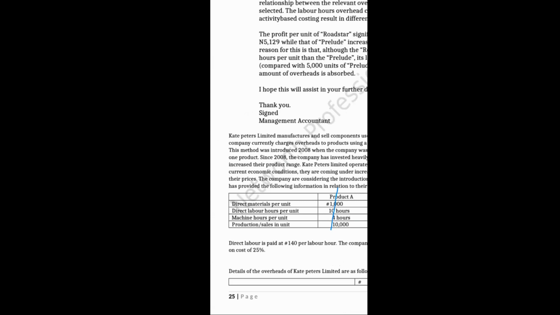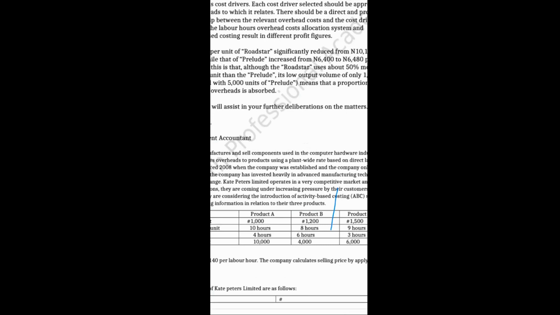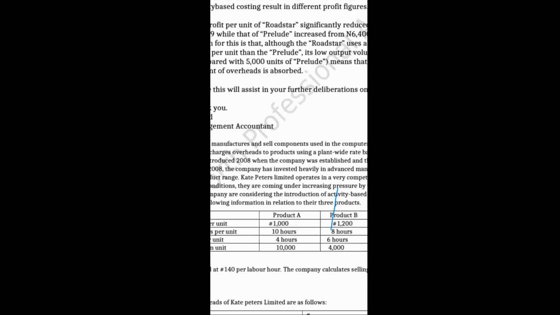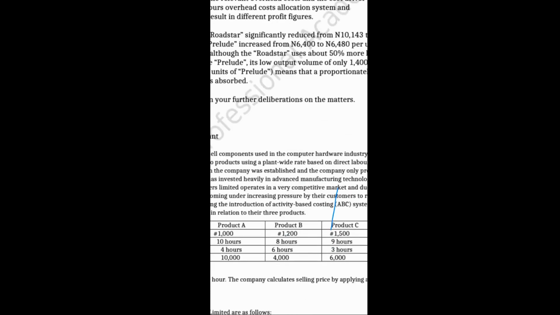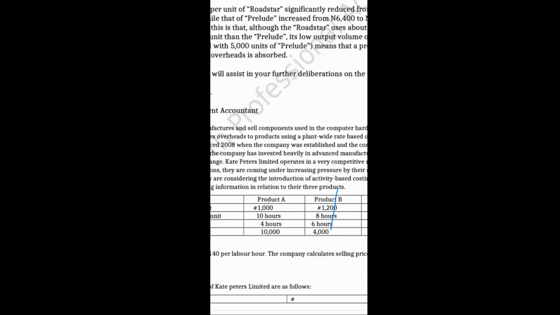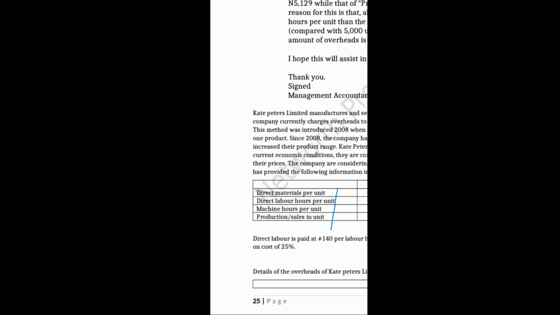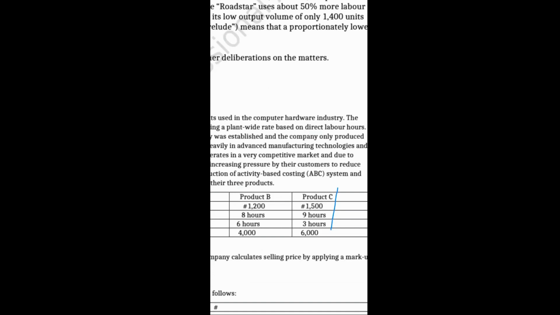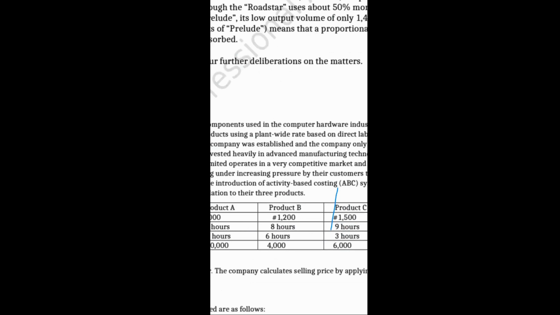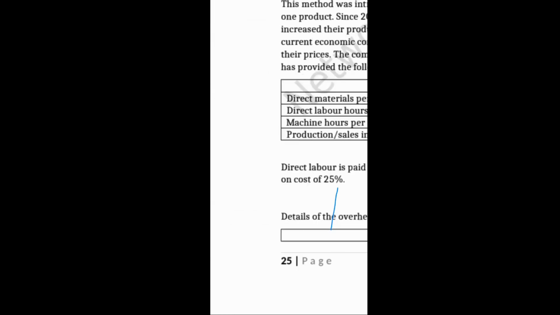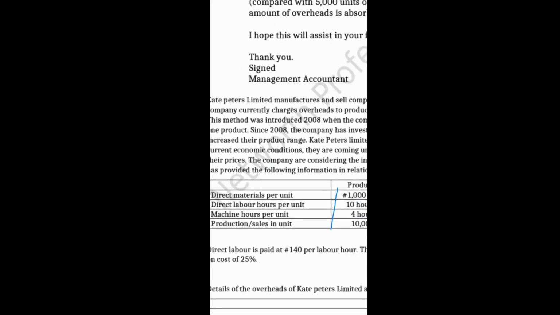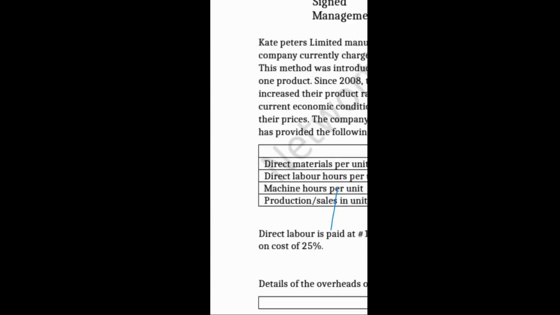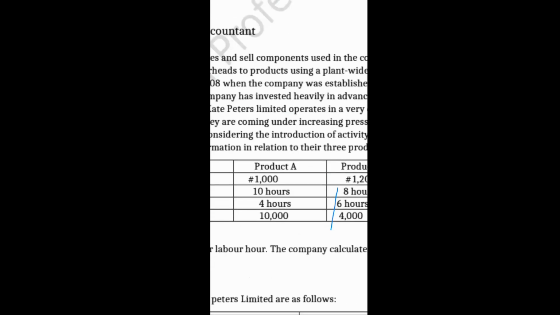Since 2008, the company has invested heavily in advanced manufacturing technologies and increased their product range. Kate Peters Limited operates in a very competitive market, and due to current economic conditions, they are coming under increasing pressure by their customers to reduce their prices. The company are considering the introduction of an activity-based costing system and has provided the following information in relation to their three products.